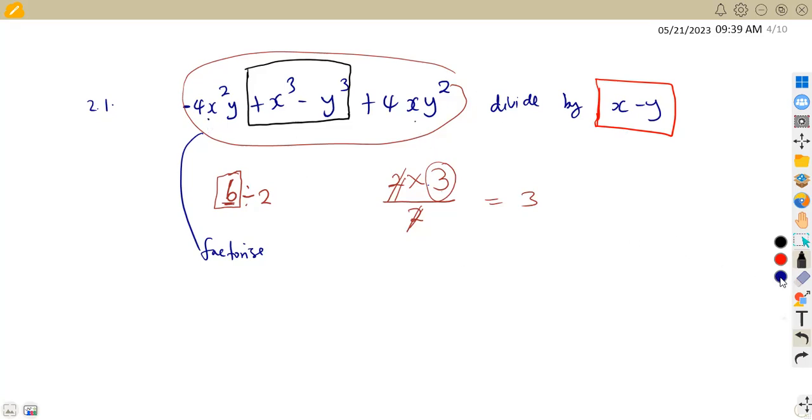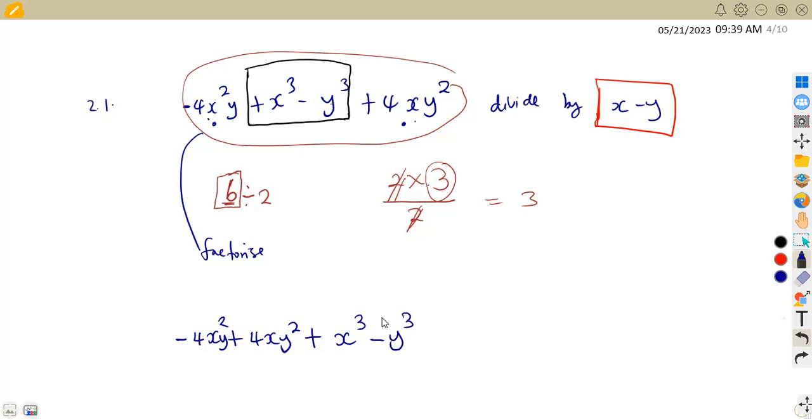Just be patient, guys. So minus 4x squared y plus 4xy squared. I've taken the first part and the last part. There's a y here, there's a y there. So this is our first part, this is the last part. But everything is supposed to be added to the cubic part I mentioned, x cubed minus y cubed. So I'm going to add this at the end: plus x cubed minus y cubed, like this.